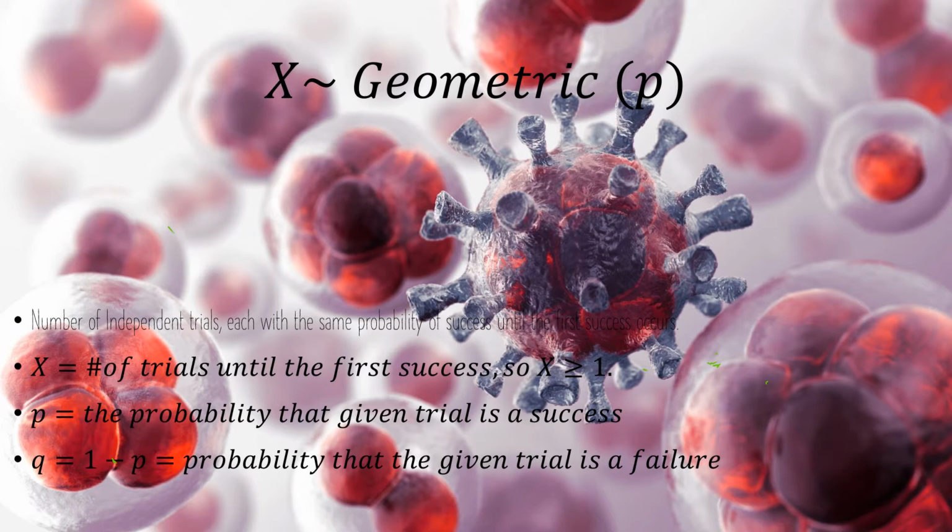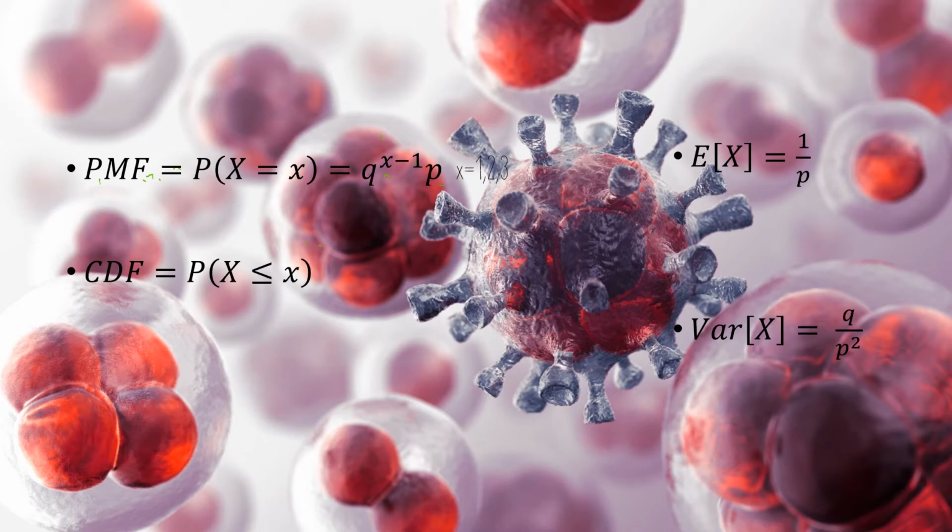Whereas in a binomial, you can have between 0 to n, but in a geometric distribution, you must have at least 1. And in a geometric distribution, the probability mass function, that is P of X equal to x, is q raised to x minus 1 times p.